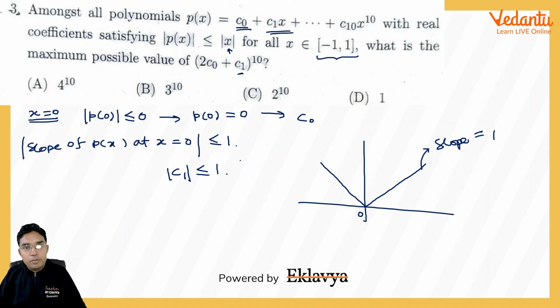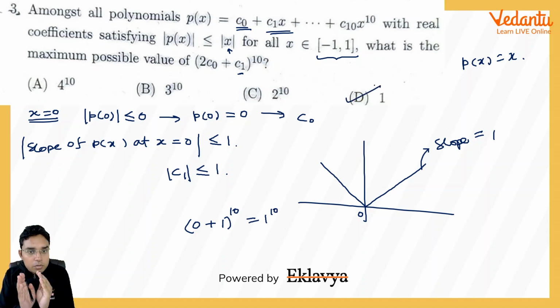One of the possibilities can be that we also take p(x) to be equal to x. Then both sides mod x will be there, but still it is satisfying us. And we have proved that C1 cannot be more than 1. So in order to get the maximum possible value of this, we should be getting C0 as 0 and C1 as 1 or minus 1, whatever you take, and power 10, it will be just 1 power 10, that is 1. So the answer for this question has to be D.